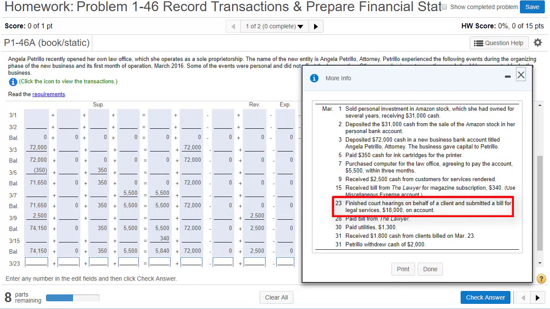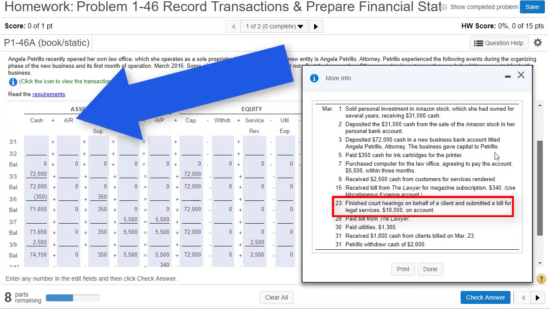March 23rd, finished court hearings on behalf of a client and submitted a bill for legal services, $18,000, on account. Now, notice it says we submitted a bill. It does not say that the client has paid us yet. We also know the client did not pay us yet because it says on account. If we sell something on account, this means the client is promising to pay us later. Since the client has not paid us yet, the client owes us $18,000. The account that shows that the client owes us money is AR, accounts receivable.